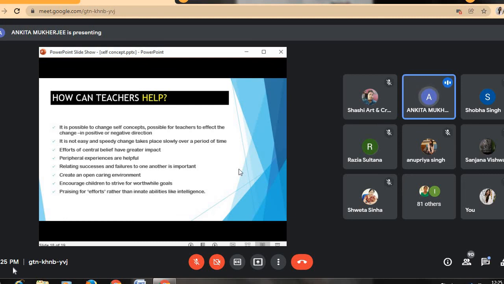Now, create an open, caring environment. A teacher should always give such an environment to the student where the student will feel that yes, there is a kind of care that ma'am or the sir is showing for us. So by that, the student will develop the kind of respect for the teacher. So it is very important to create an open, caring environment.